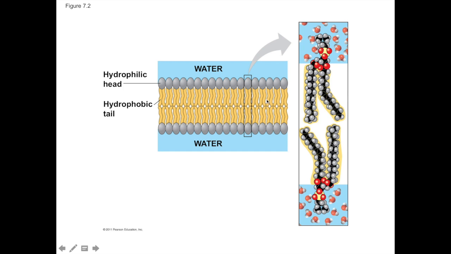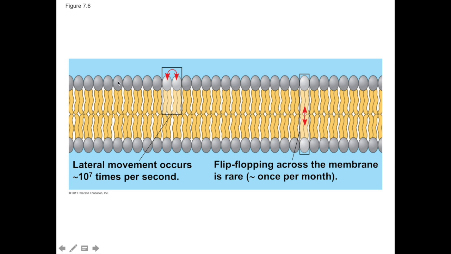But these phospholipids can kind of flow around on either side of that bilayer. So this lateral movement from side to side happens all the time, lots and lots of times. 10 to the 7th times per second, that's 10 million times a second that these are able to flow laterally. But flip-flopping, going from one side of the membrane to the other, that's very rare. So rare that they figure it's maybe only once a month. It can happen, just not very likely that a phospholipid is going to jump from one side of the membrane to the other.